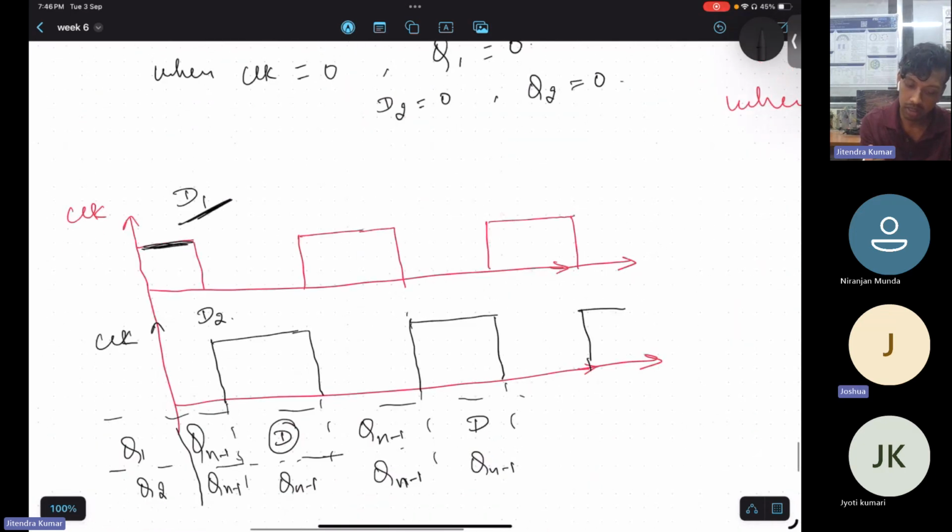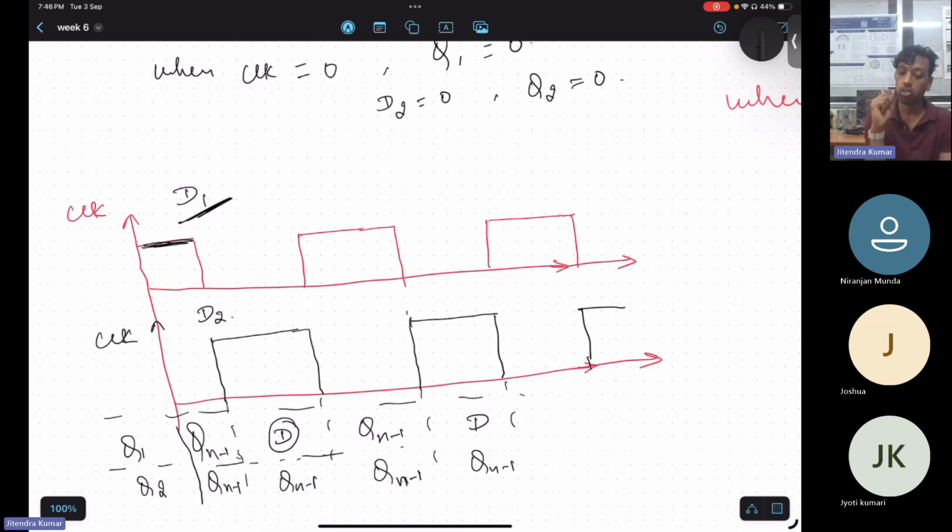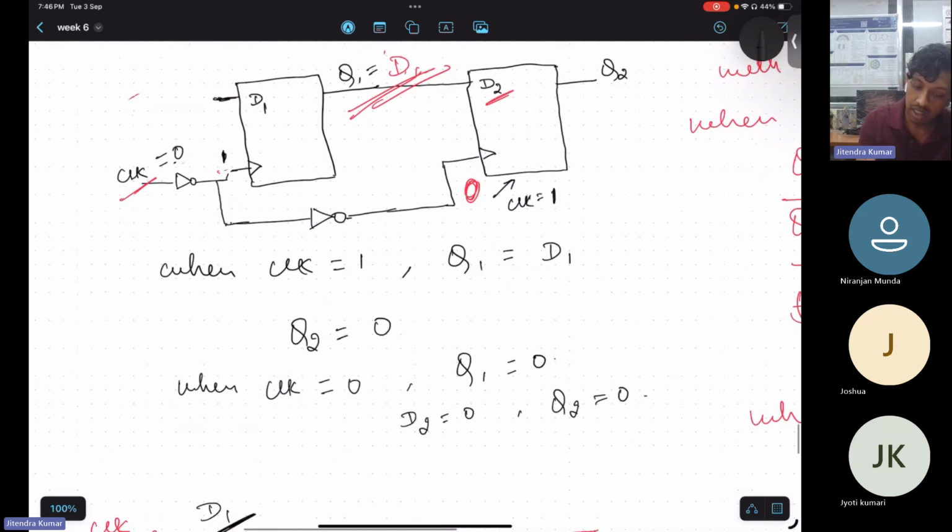I think it's negative edge. On the negative edge of which? What about the value of clock, 0 or 1?